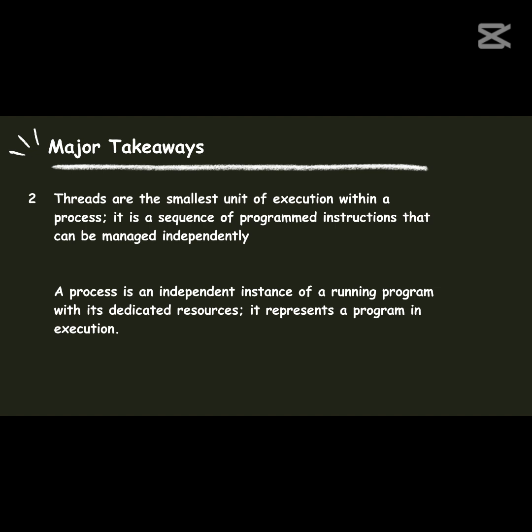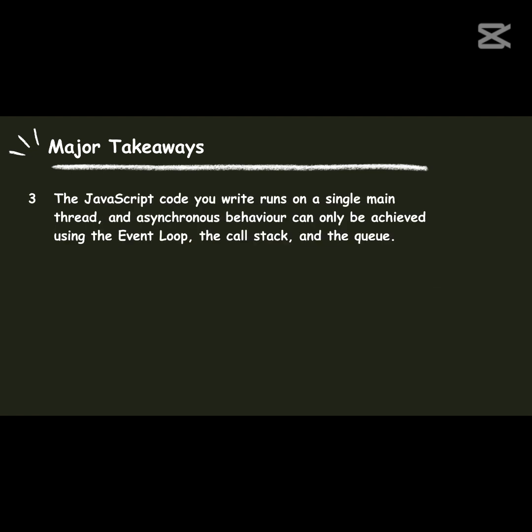A process is its own independent instance of a running program with its own dedicated resources. It represents a program in execution. The JavaScript code you write runs on a single thread, and asynchronous behavior can only be achieved using the event loop, the call stack, and the queue.